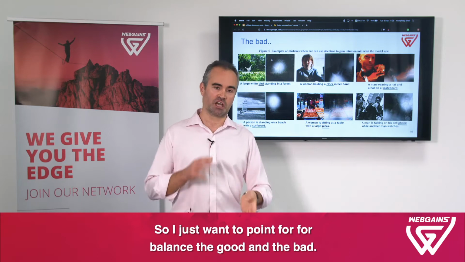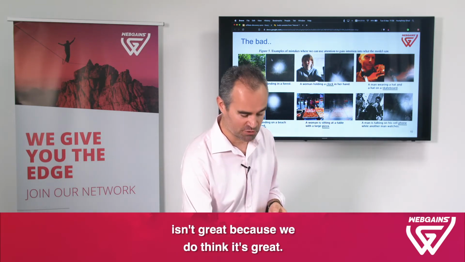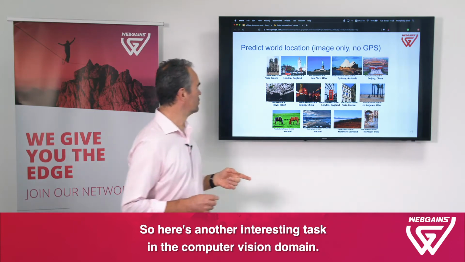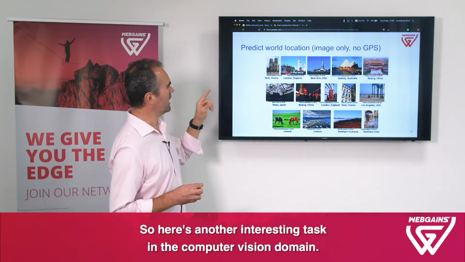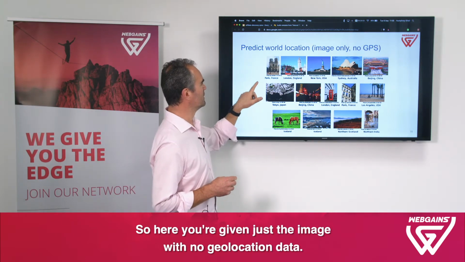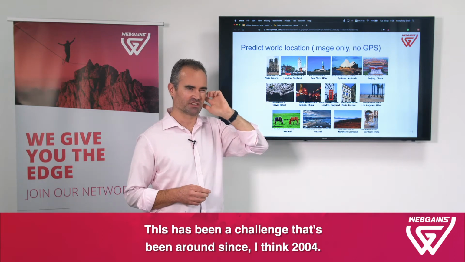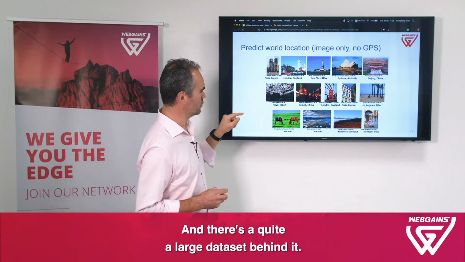So I just want to point out, for balance, the good and the bad. That's not to say that machine learning isn't great, because we do think it's great. So here's another interesting task in the computer vision domain. Here you're given just the image with no geolocation data. This has been a challenge that's been around since, I think, 2004, and there's quite a large data set behind it.